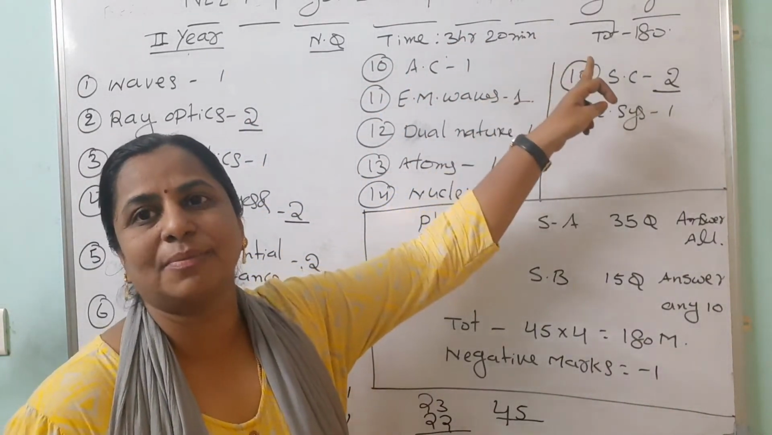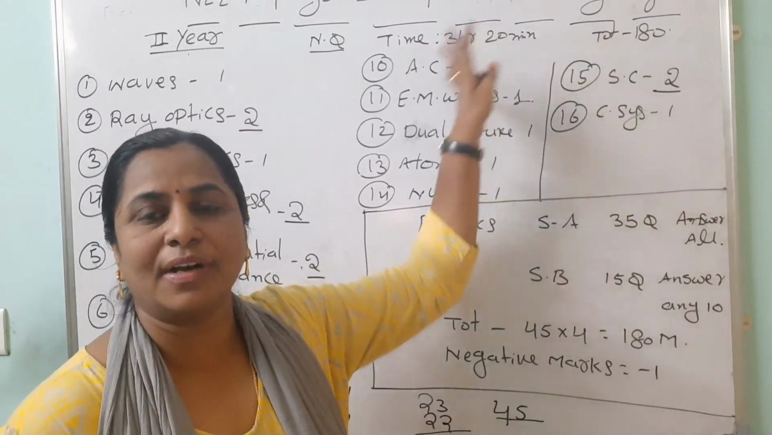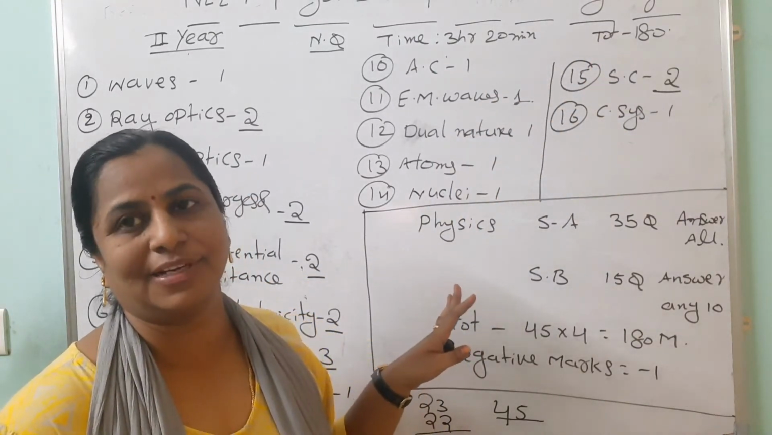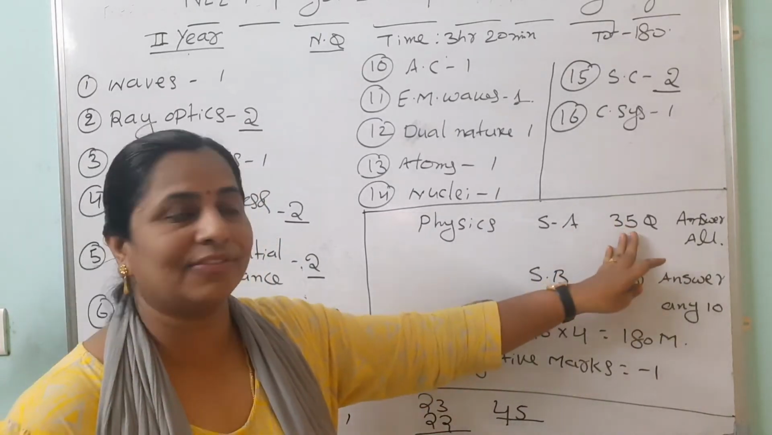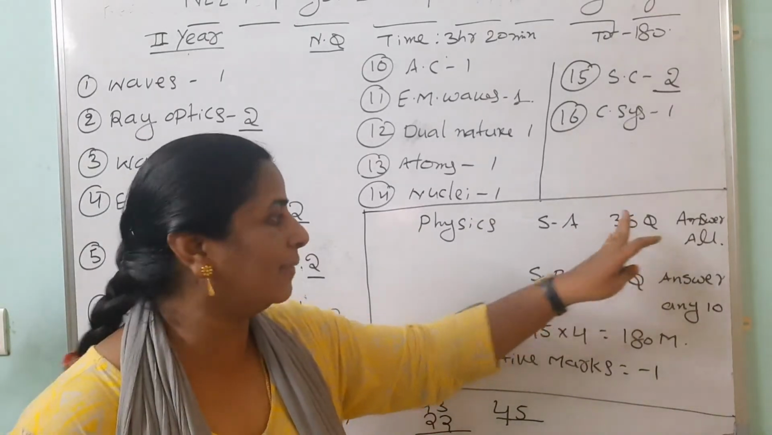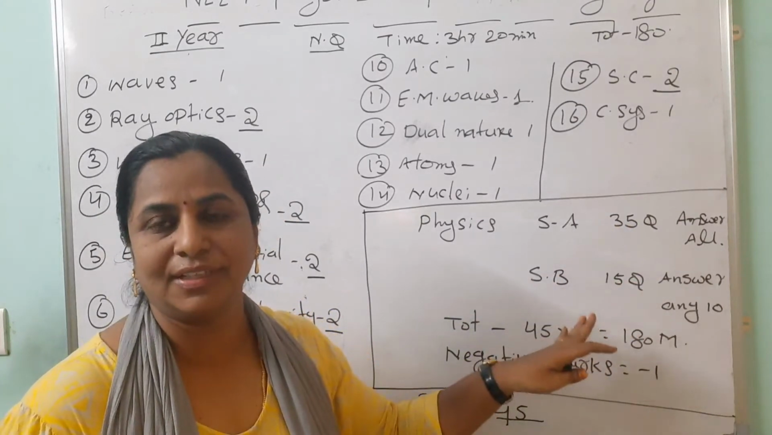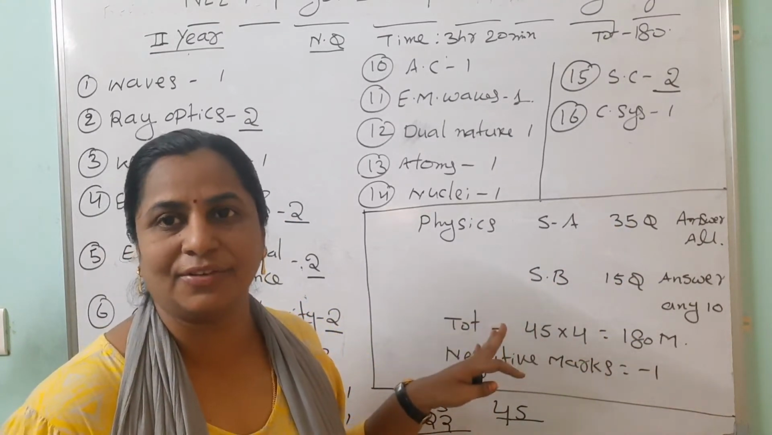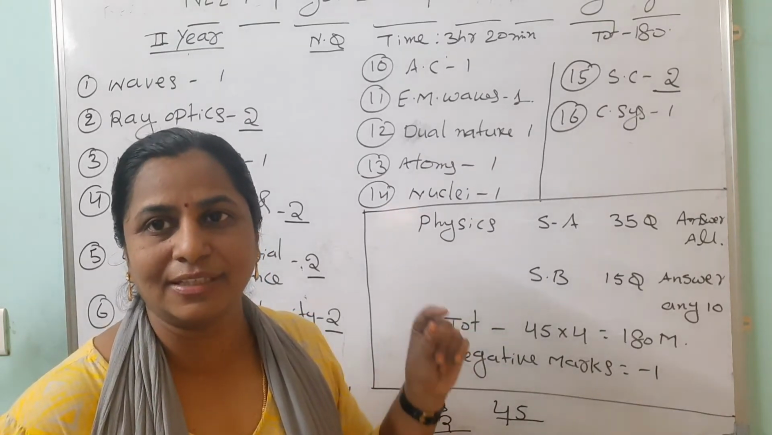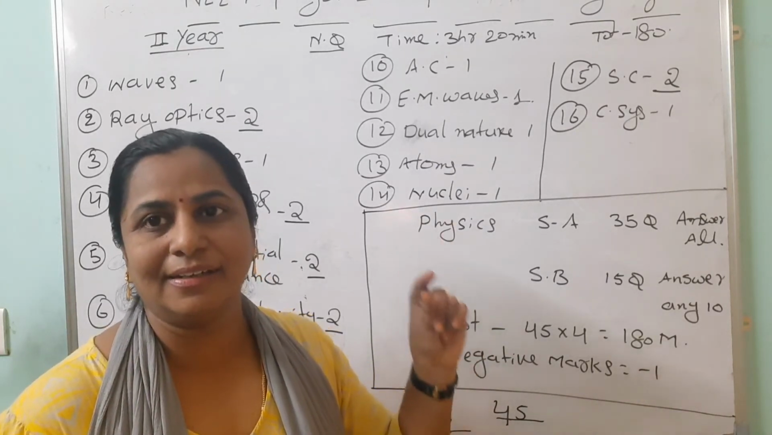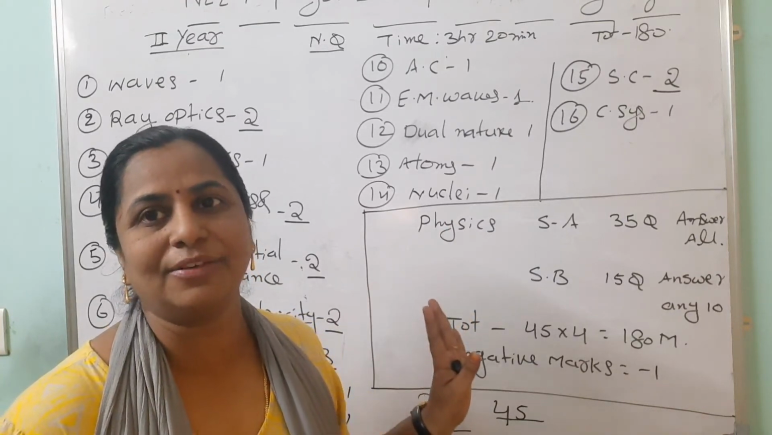Total marks from the physics side is 180, but the overall total is 720 marks, because there are 4 subjects. So this is session wise. Session A has 35 questions, with no choice. In Session B there is a choice: out of 15 you can attempt 10 questions, but there is negative marking. If it is wrong, you lose 1 mark. So if you have any pending doubt and you don't know, don't attempt those questions.